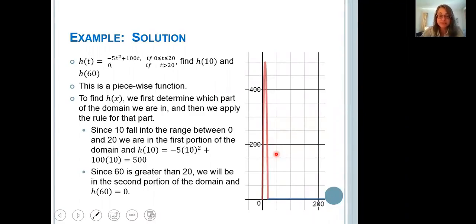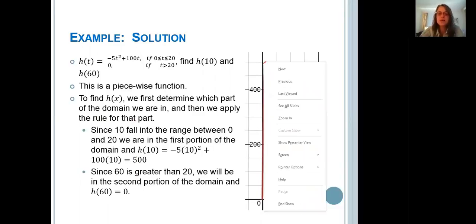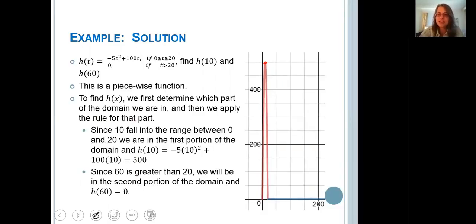Here's what we're going to do. First, start with h of 10. We start with 10 and figure out which of our two lines that falls into. Well, 10 is less than 20, so we're going to apply the first line. So h of 10 equals -5 times 10 squared plus 100 times 10, which if you do the arithmetic says h of 10 is 500. What does that mean? Well, on the graph, that's right here. What that means is that 10 seconds after we launch our rocket, it is 500 feet in the air.